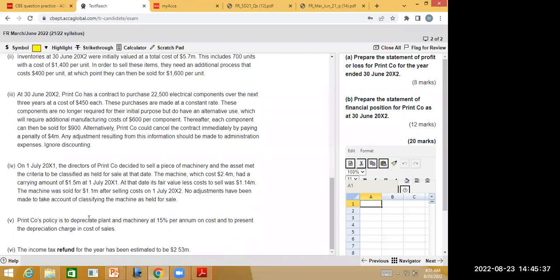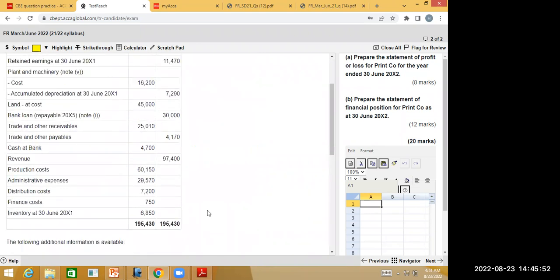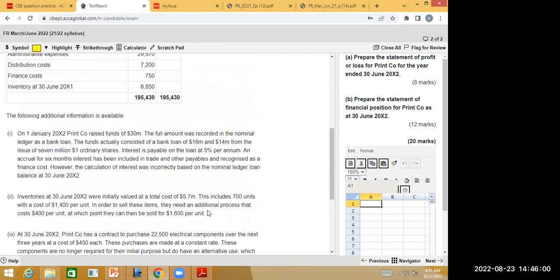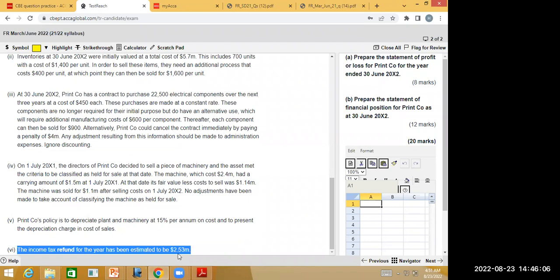Okay, first we are going to attempt note number 6. It's about the income taxes. The income tax refund for the year end has been estimated to be 2.53 million. And the opening balance in the taxation, do we have any opening balance? So there is no opening balance in the taxation. So this will be recognized as a tax income, that's it. So the accounting entry should be tax receivable debit, tax income credit by 2.53 million.